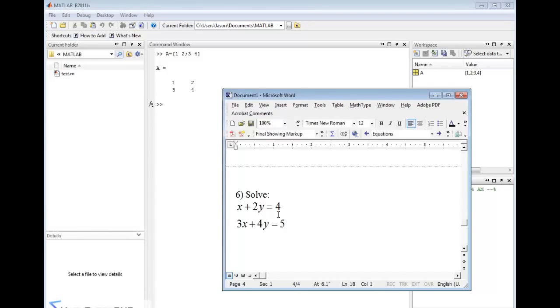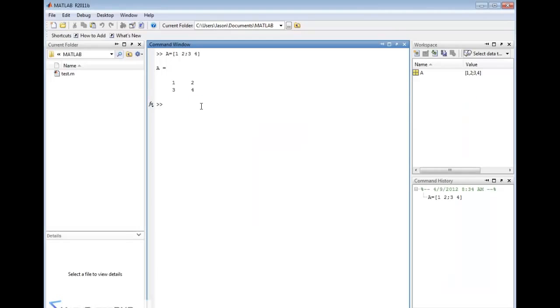The right-hand side needs to be a column matrix with 4 and 5. So I'll say B is equal to 4 semicolon 5. The reason I put the semicolon there is because I want the B matrix to be a column matrix. Anytime you have a semicolon, it tells Matlab to go to the next line when you're inputting matrices. We've already talked about that before. So we have the A matrix defined, which is the left-hand side of the equal sign in our system, and we have the B matrix defined, which is the right-hand side of our system.